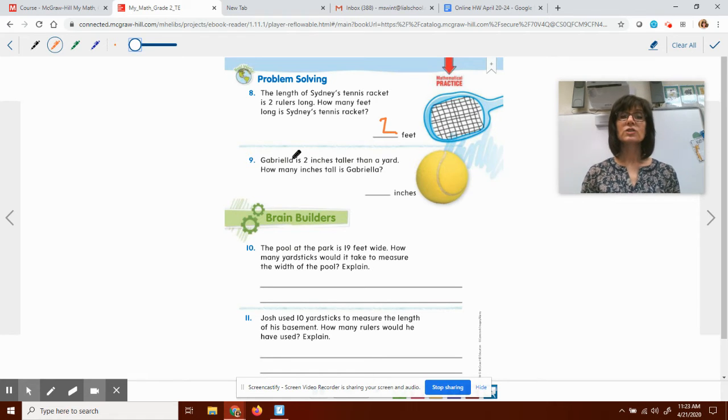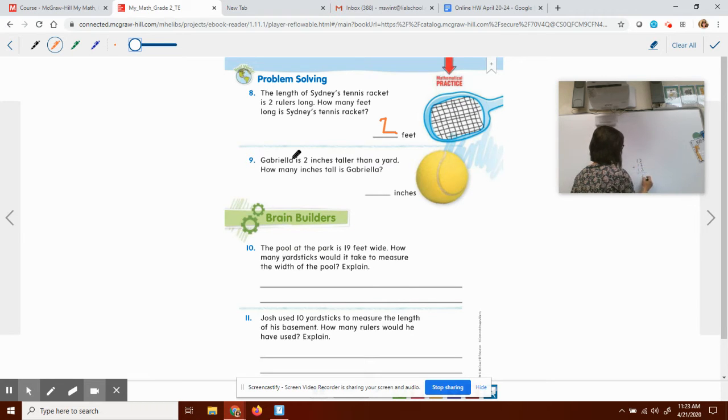Gabriella is 2 inches taller than a yard. How many inches tall is Gabriella? Well, if you recall, we talked about how there were 12 inches in 1 ruler. If I add another 12 and another 12, that's my yard.